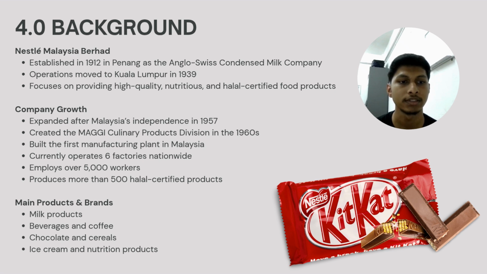Nestle Malaysia today has 6 factories throughout the country and provides workplaces for over 15,000 individuals, with a production of over 500 products. The company offers a wide array of products across different categories such as powder, liquid milk, beverage, instant coffee, chocolate confectionery, cereals, ice cream, and nutrition products. Its most popular and reputable brands, including Milo, Maggi, Nescafe, and KitKat, have been a staple of the Malaysian family since childhood.